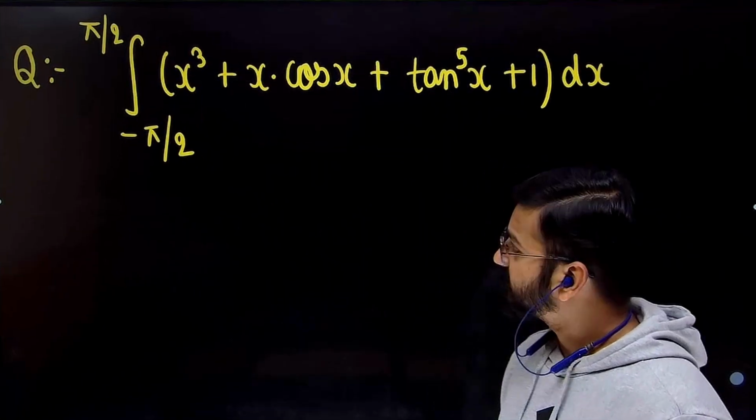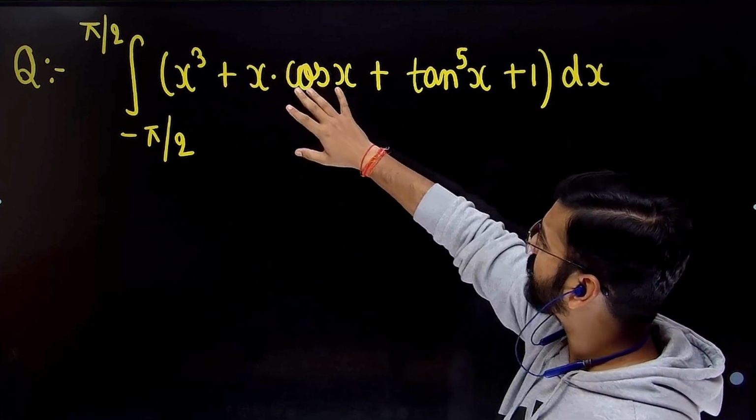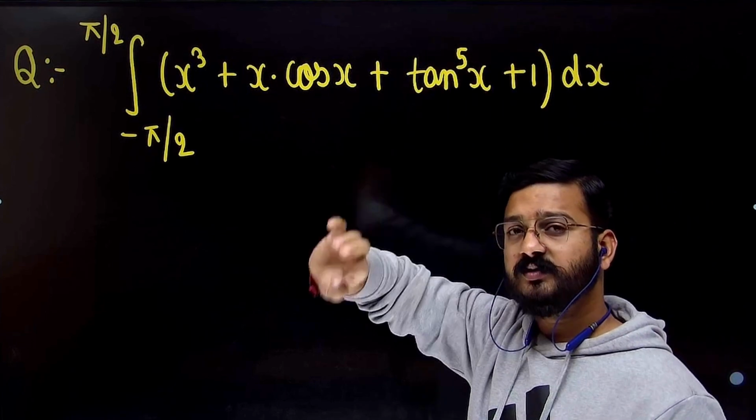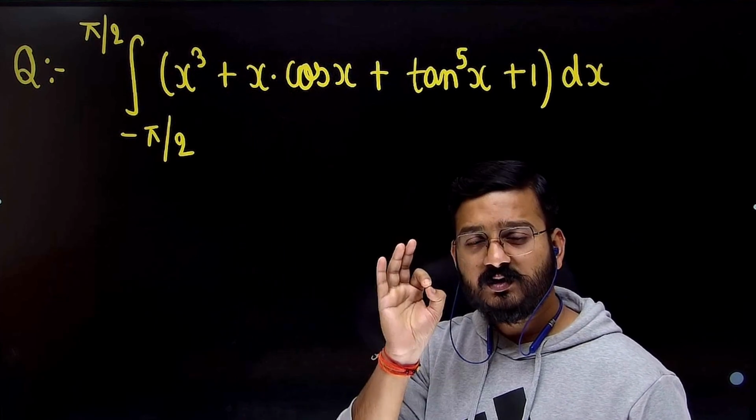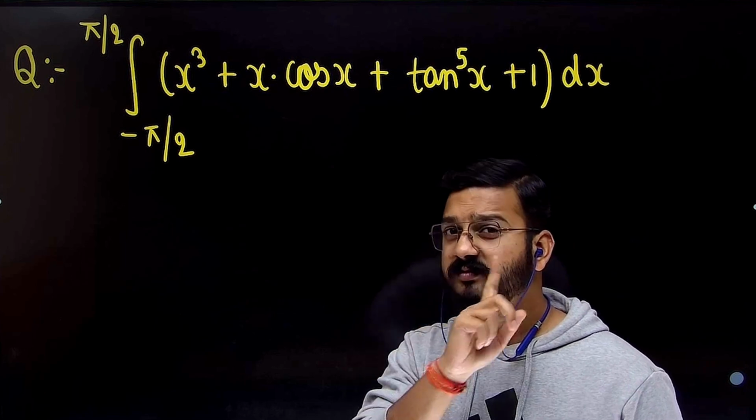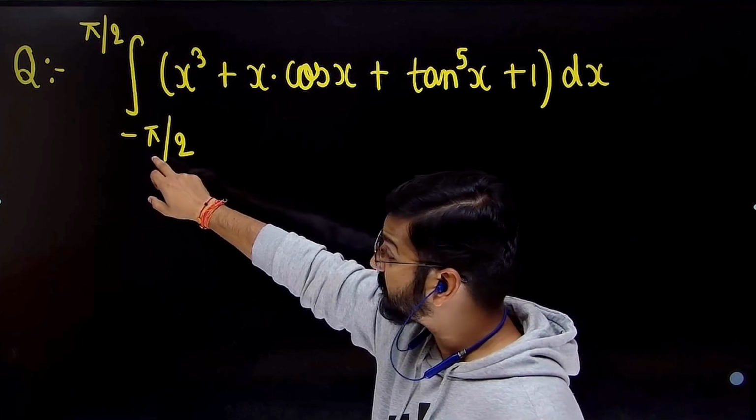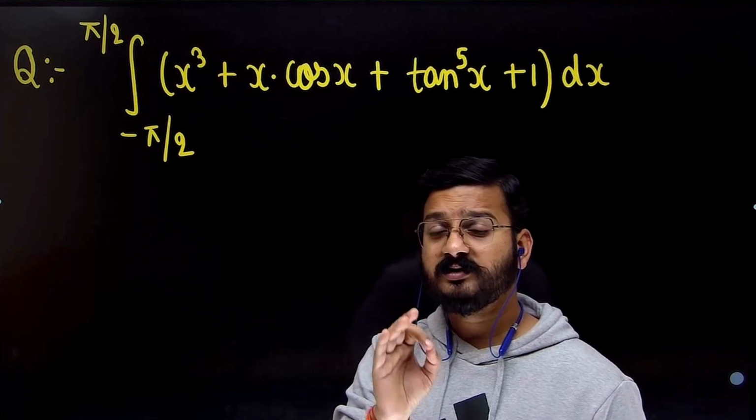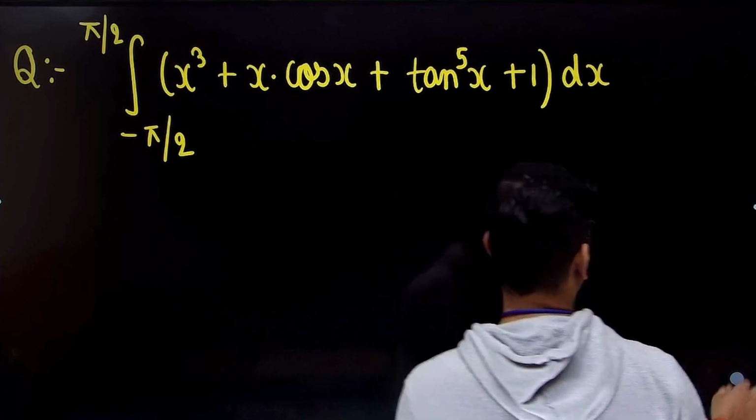Okay, students, let's solve the first question. If you see, we have a combination of functions. We have x cube, x cos x, tan x to the power 5 plus 1. A combination of functions. And you need to integrate it from minus pi by 2 to pi by 2. First question: how to think of the integration of odd and even functions. So the most important point is you focus on the limits. The moment you see that the limit is from minus a to plus a, what is a here? Pi by 2. You can think of the properties of integration of odd and even. Very simple logic, no rocket science. Let's solve this question.